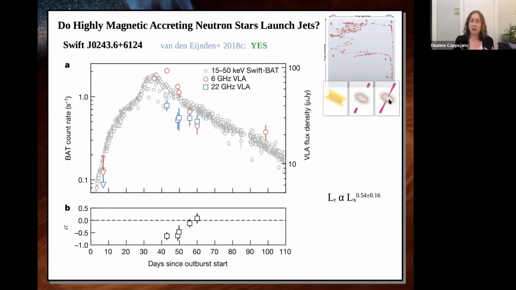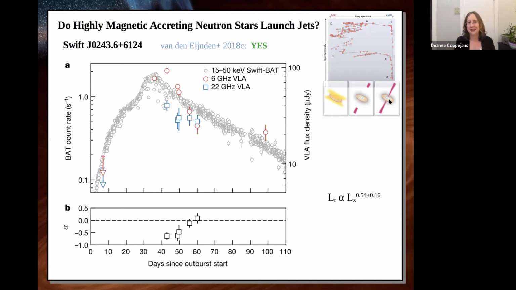Now, they looked at a number of alternate scenarios for the radio emission, and they ruled out all those scenarios and found that this emission is consistent with a jet. So this is the first time we've seen a jet in a highly magnetic accreting neutron star.